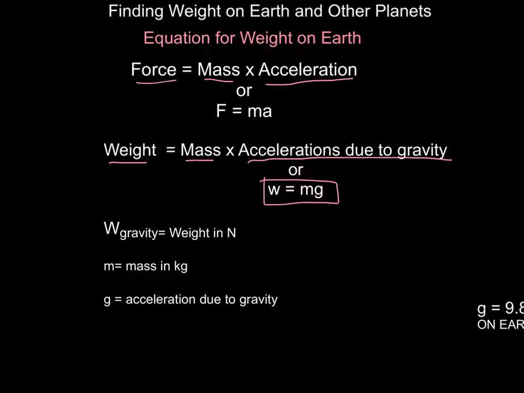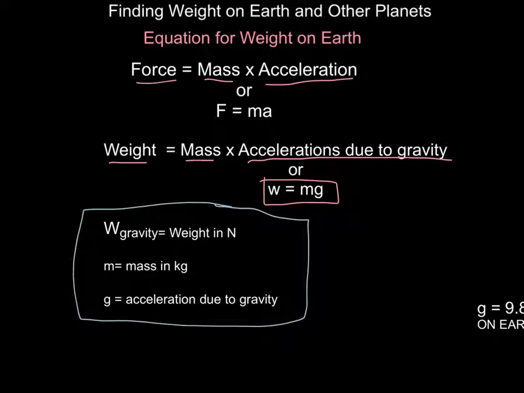And as always, when we get a new equation in science, we want to make sure we know what all of our variables mean in our equation. And we also want to make sure we know our unit that's being measured in. So W is the weight due to gravity. This is called weight, and we're going to measure that in newtons. Okay, so weight is a force, and it's measured in newtons.